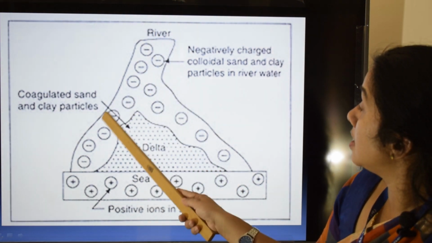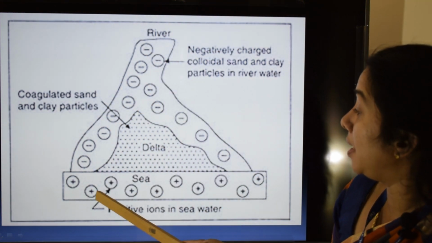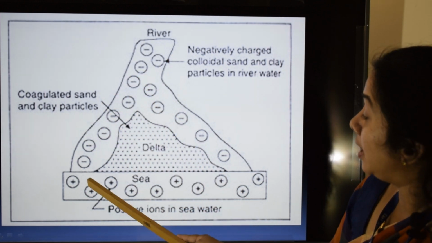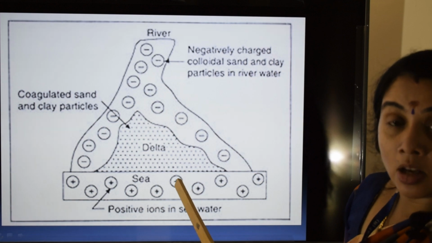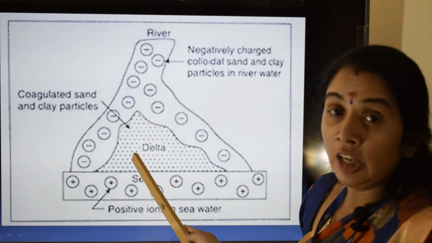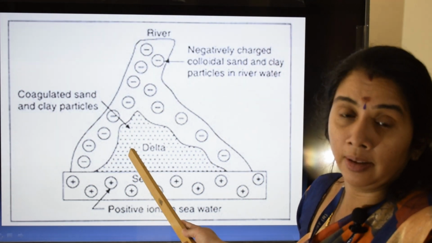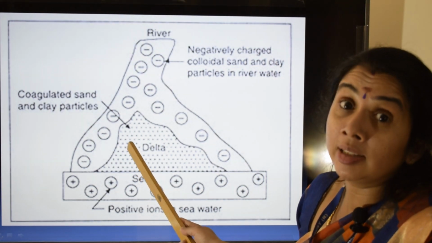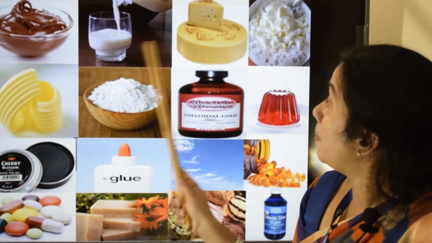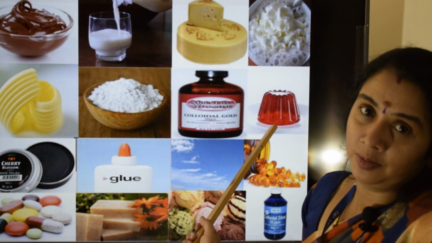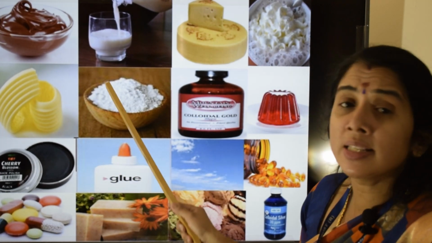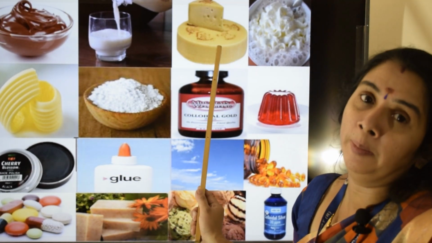So the river waters coming from different sources ultimately meet the sea. River water carries all negatively charged particles. When they meet the positively charged electrolytes of the sea, coagulation happens, and this is a delta formation which contains sand, gravel, all those things. That is how deltas are formed. See, these are many examples around you which are colloids. So you have medicines, you have glue, ice creams, all these are different colloidal medium.